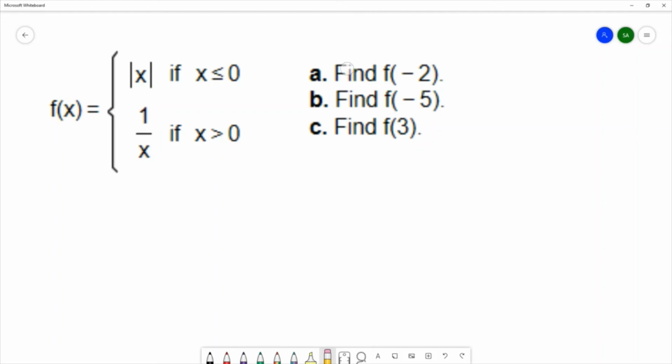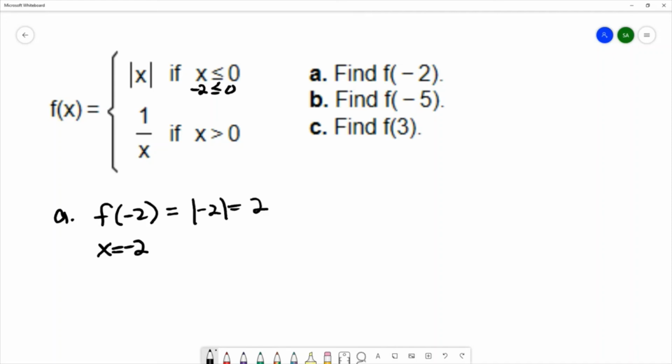We're given a few parts here to work out. We want to find part A, which is f of -2. In f of -2, we're given that x is -2. And since -2 is less than or equal to 0, I'm going to use the absolute value equation to work this example out. The absolute value of -2 is +2. So f of -2 is 2.